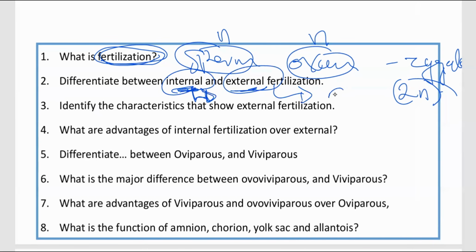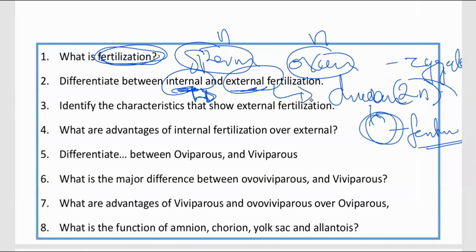For example, if you look at the chicken, the egg is laid already fertilized. So what does that mean? It means that yes, the development is outside, but the fertilization is internal. But if you look at the frog, the development is outside, and its fertilization is also external. So organisms which have external development don't necessarily have external fertilization. It can be internal fertilization with external development, so you have to differentiate between the two.